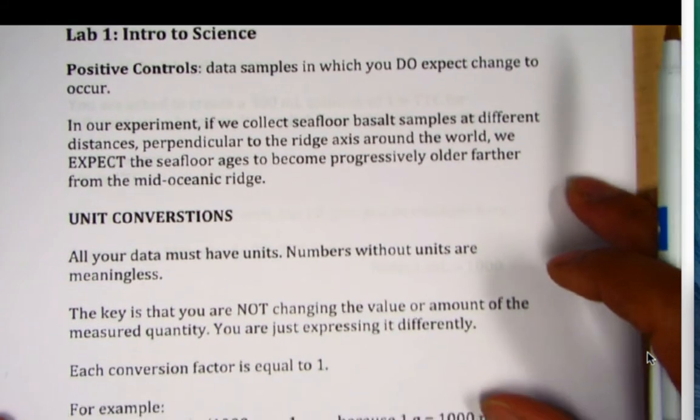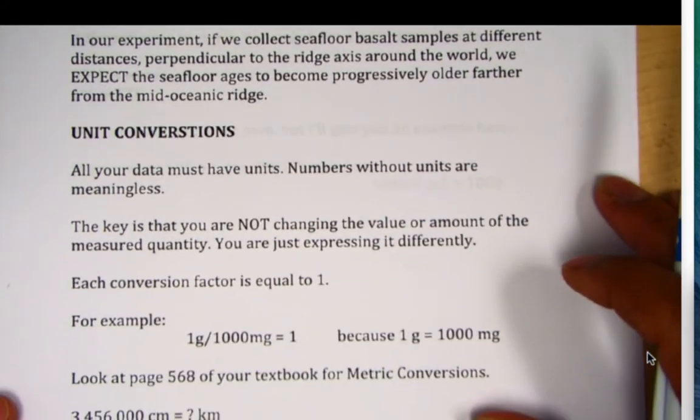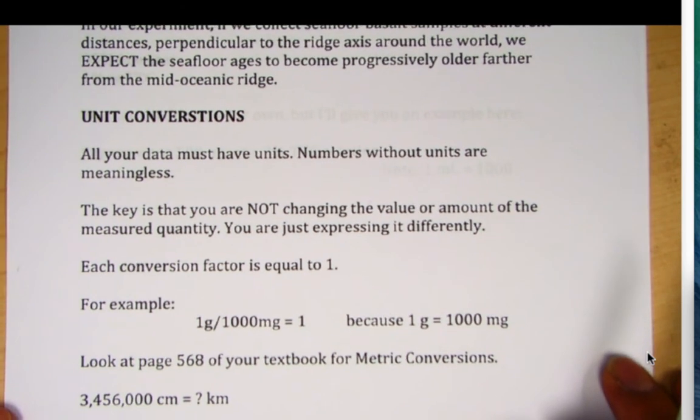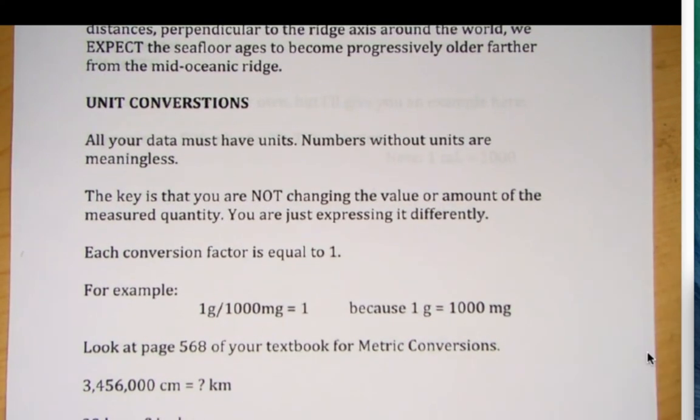So the next part here discusses unit conversions and scientific notation and significant numbers. In this part, all your data must have units, and if there are no units, it's really meaningless. We're measuring things: volumes, masses, distances, velocities. So we need to have units on all our numbers.